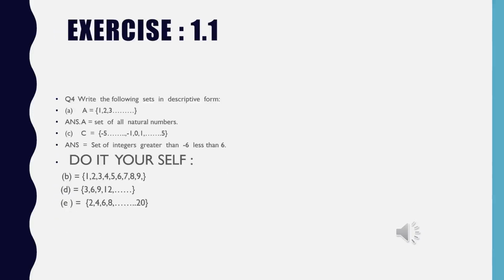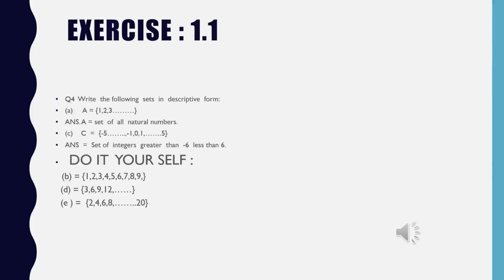Assalamualaikum students, this is my 7th lecture regarding exercise 1.1. Question number 4: write the following sets in descriptive form. The first part of this question is set A is equal to curly bracket 1, 2, 3, dash dash bracket close. We will convert it into the descriptive form like set A is equal to, inside the curly bracket write down set of natural numbers.